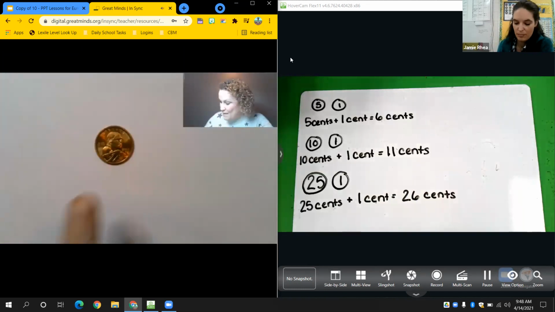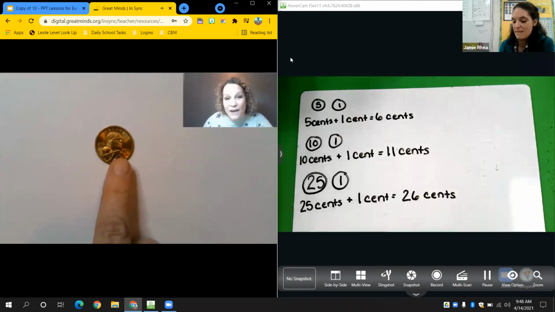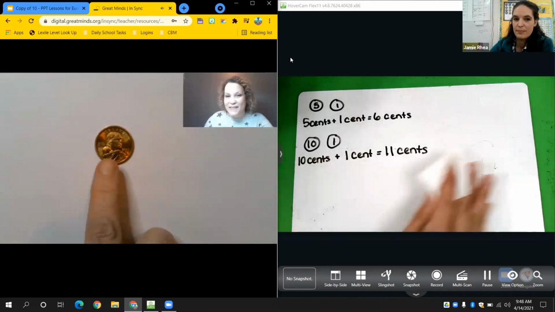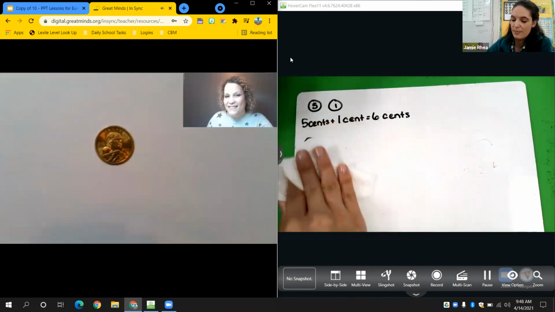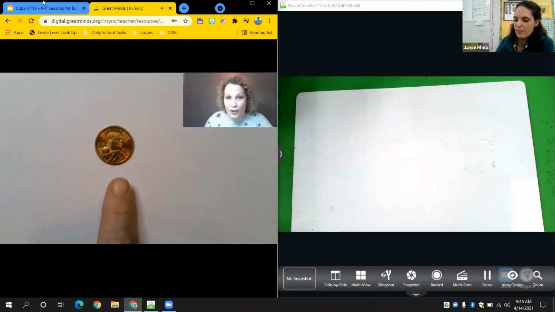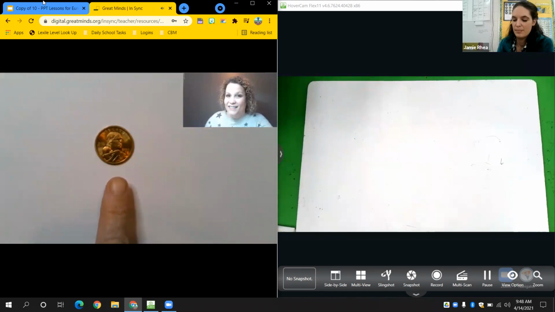Does anyone know the name of this coin? This has a picture of a very famous Native American woman named Sacagawea. She was part of the Shawnee tribe. And look, she's carrying a sweet little baby on her back. Well, this coin is called a dollar coin. A dollar coin is worth 100 cents.